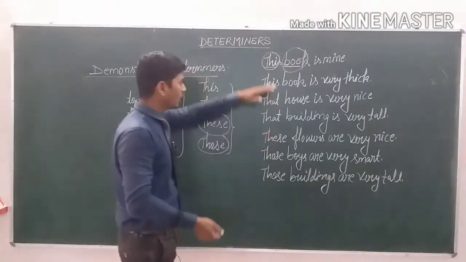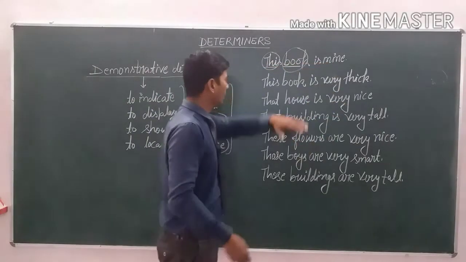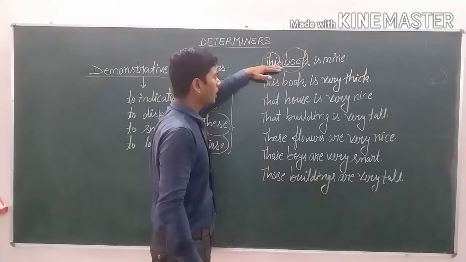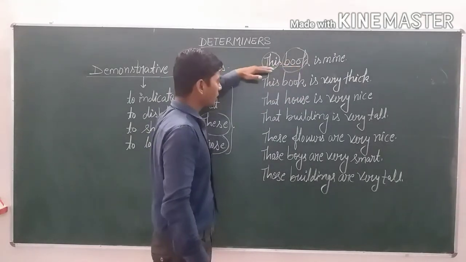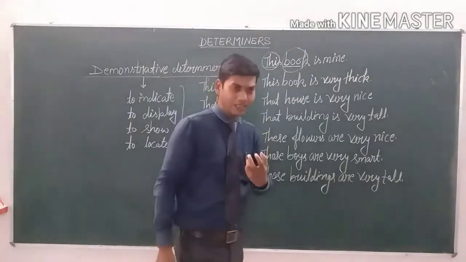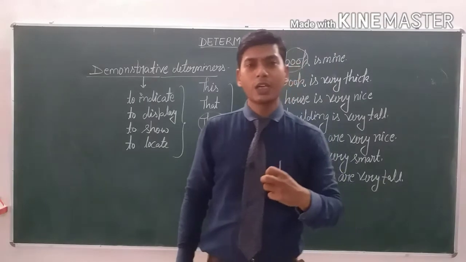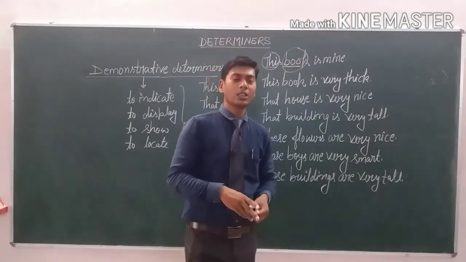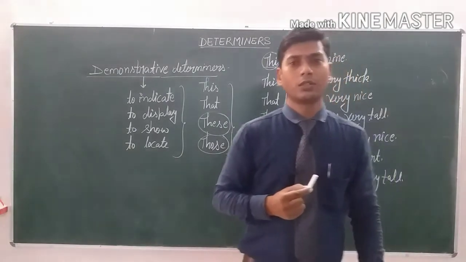Like that I have written, this book is mine. Here, this is the demonstrative determiner and this is the noun, right? According to the sentence, the book is very close to the speaker or reader, such as this chalk is near to me, with me.